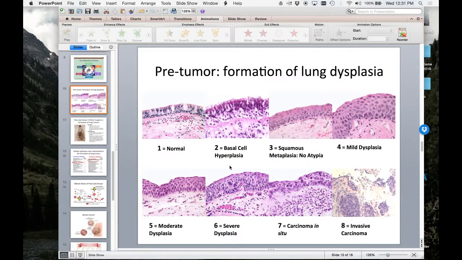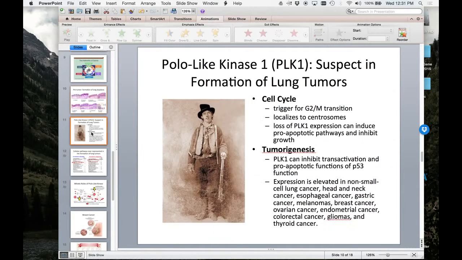So here's one that I found. This was my target for developmental lung tumors, this gene here.